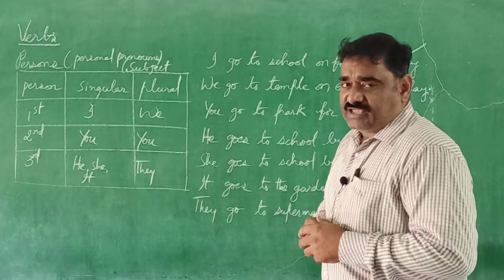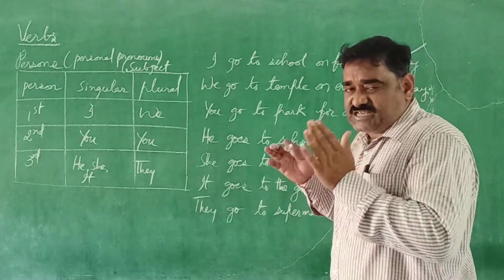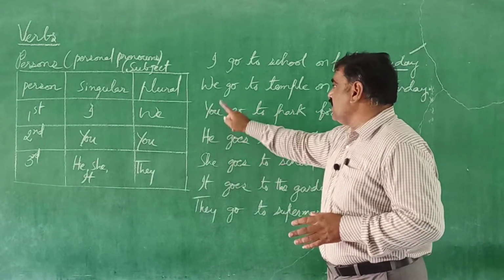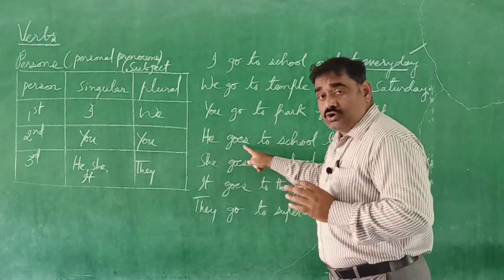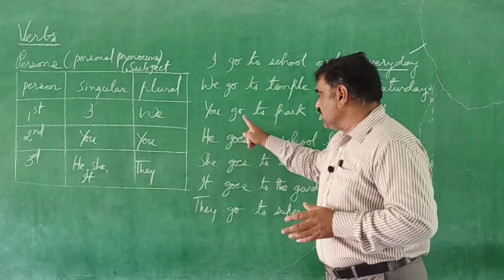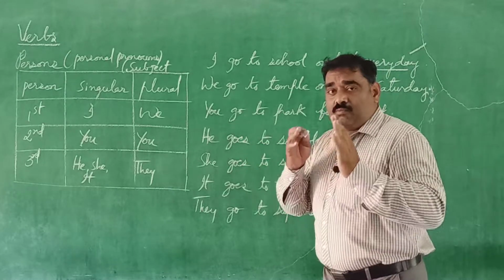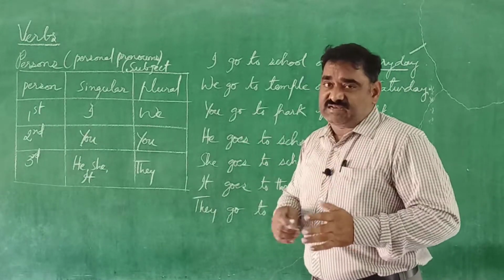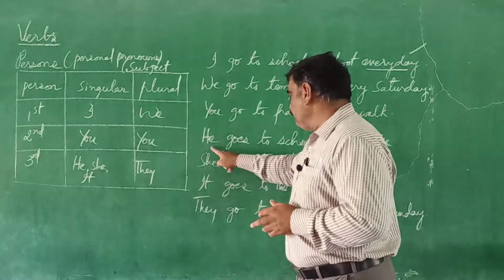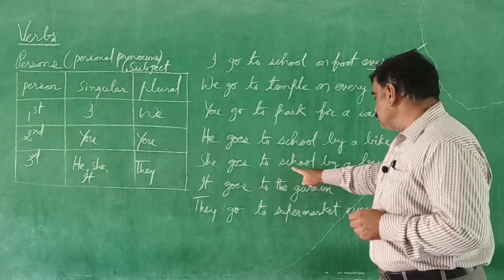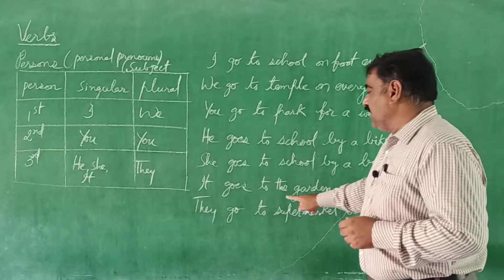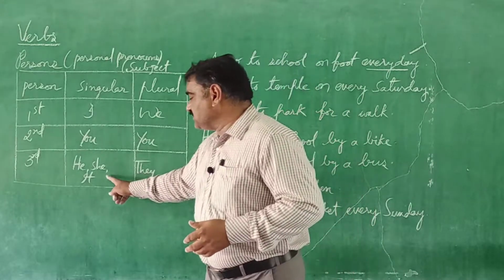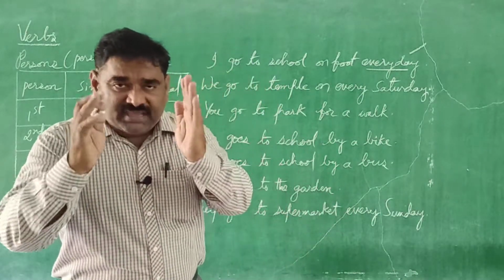Then third person singular. Here it is a little bit tricky, and some people may commit some mistakes here. Not "he go to park" or "he go to school" or "he go to temple". He goes. Go, goes. Both are not different verb forms, both are the same verb, in simple present tense. He, she, it. He goes to school by bike. She goes to school by a bus. It goes to the garden. It refers to a bird or an animal, whatever it may be. He, she, it: third person singular. Only here we should pay some concentration.